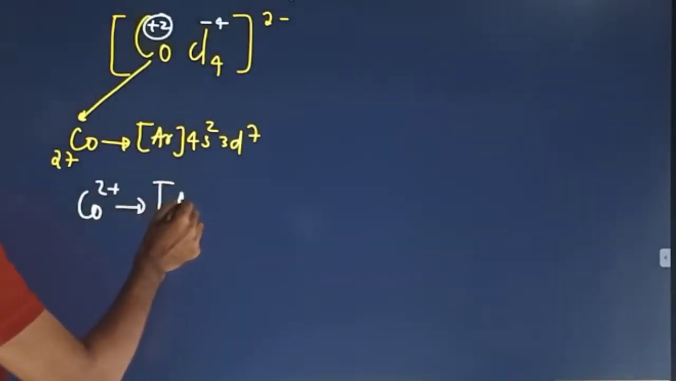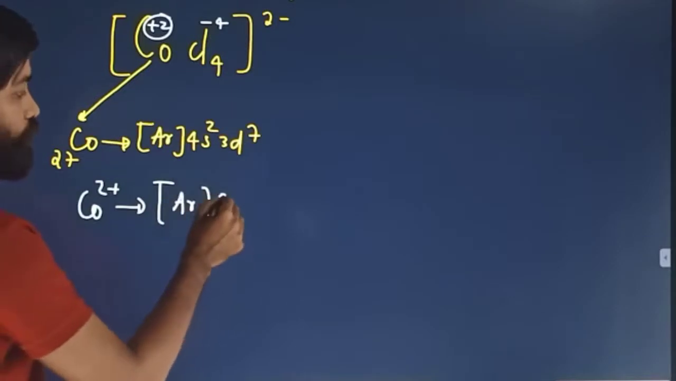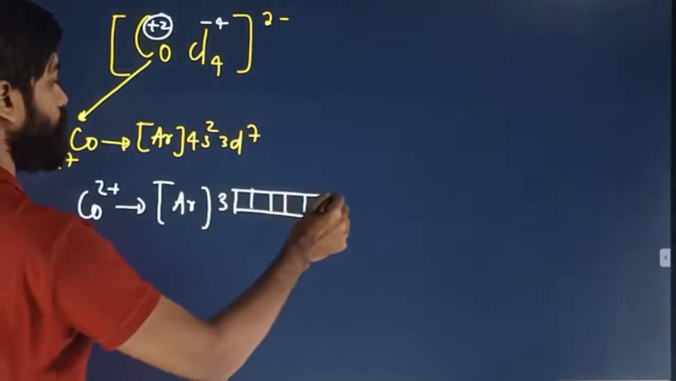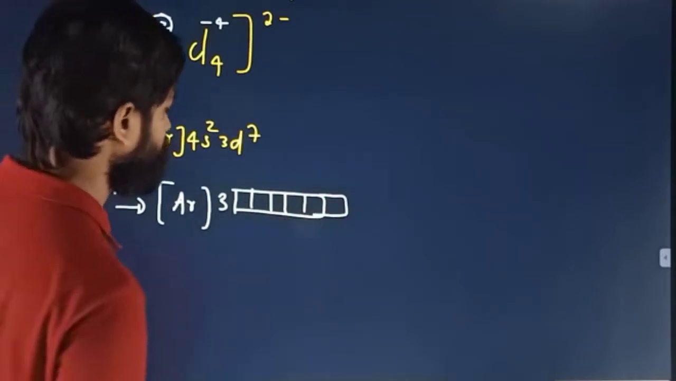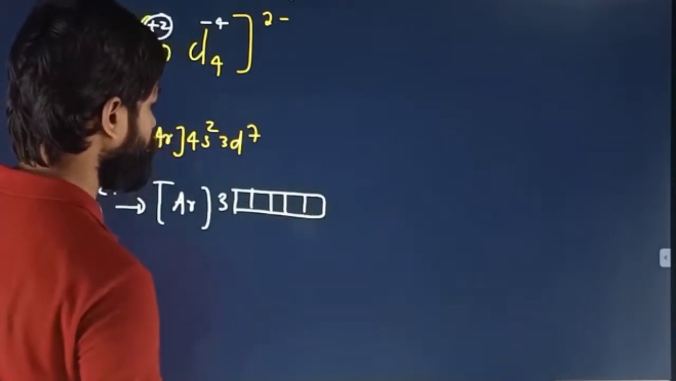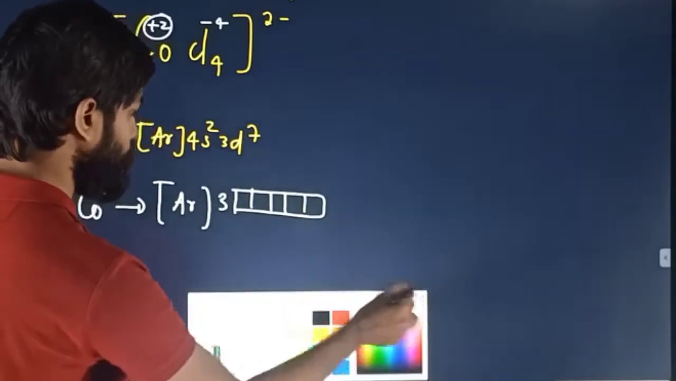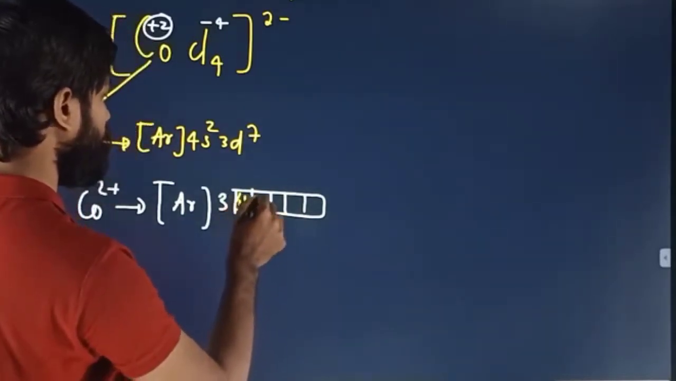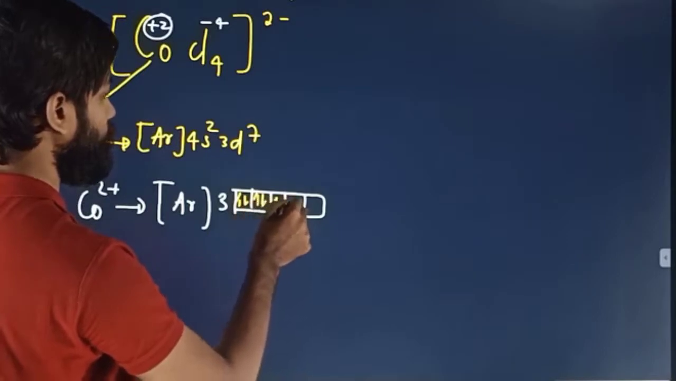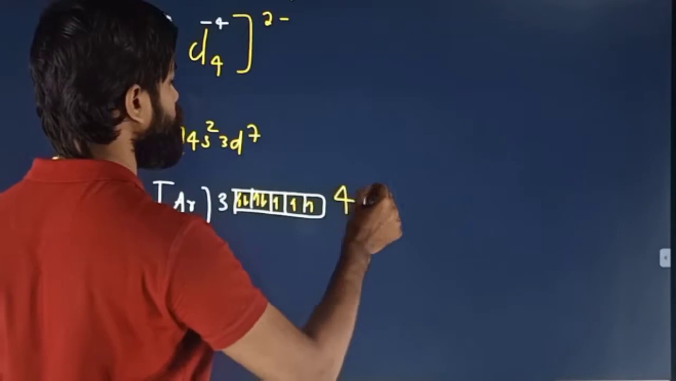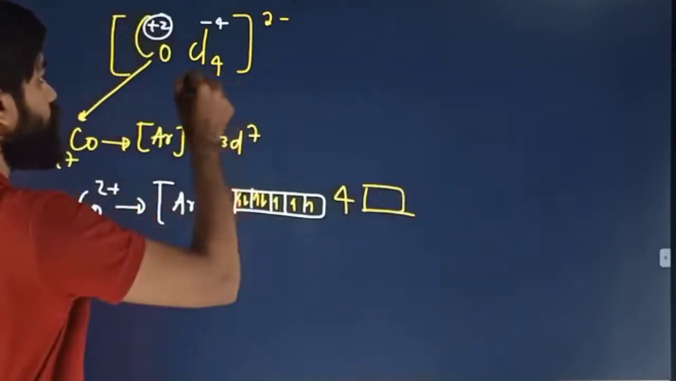So argon 4s2 3d7 will be there. 3d7 means five... yes. 4s is vacant. Coordination number is 4.